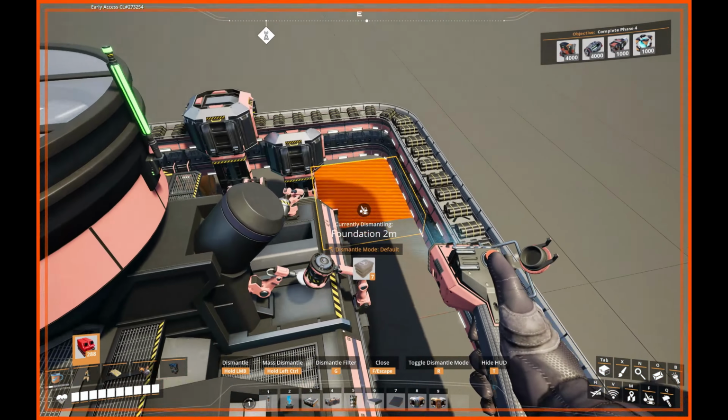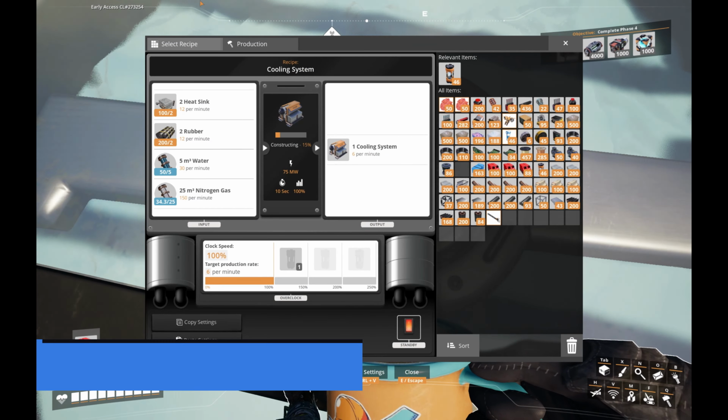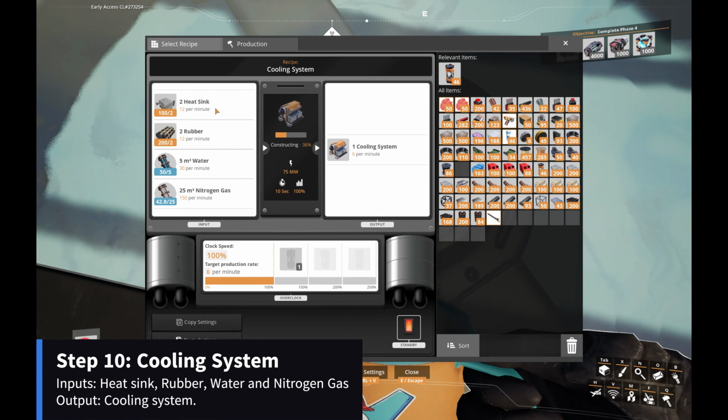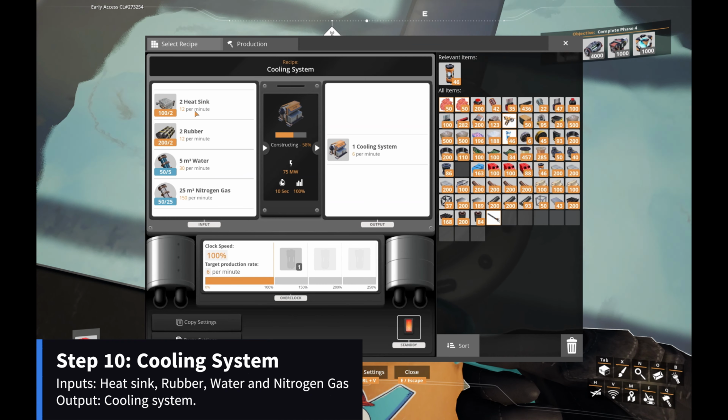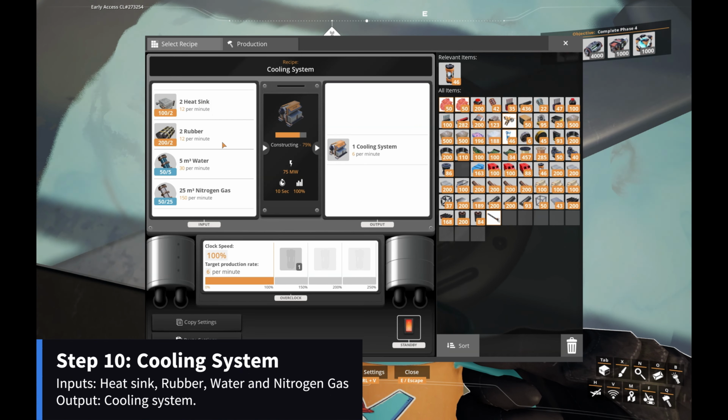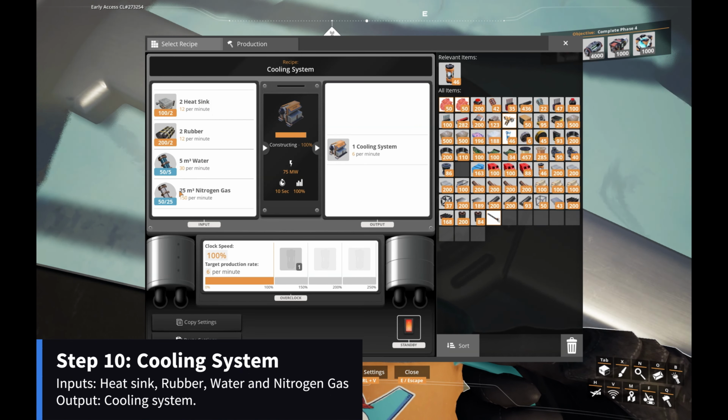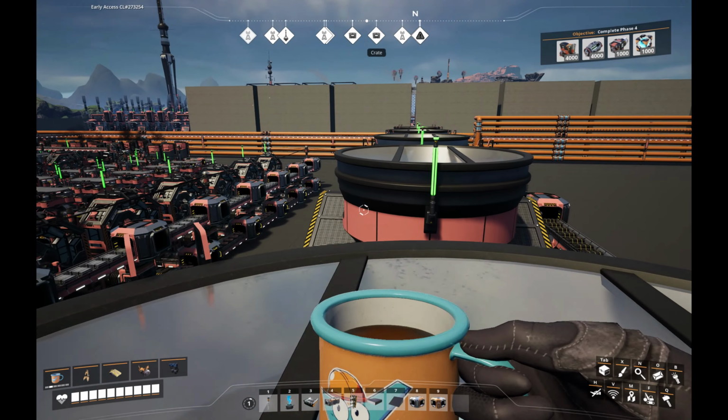Now to the next step, where we are making cooling system. Here I am using the standard recipe, cooling system. This takes in heat sinks, rubber, water and nitrogen gas to make cooling system. I have set up 5 blenders for the same.